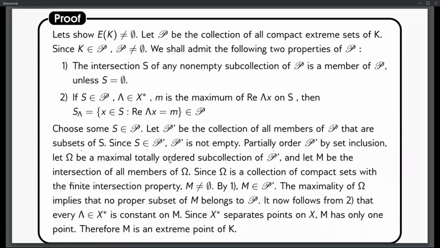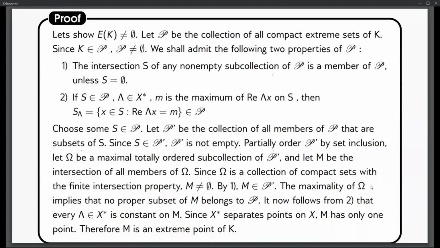Now we let M be the intersection of all members of omega. Because omega is a collection of compact sets with the finite intersection property, the intersection is not going to be empty. We know that the intersection of any subcollection of P is going to be a member of P. So M is a member of P. And now we're going to prove that M is actually going to be our extreme point.